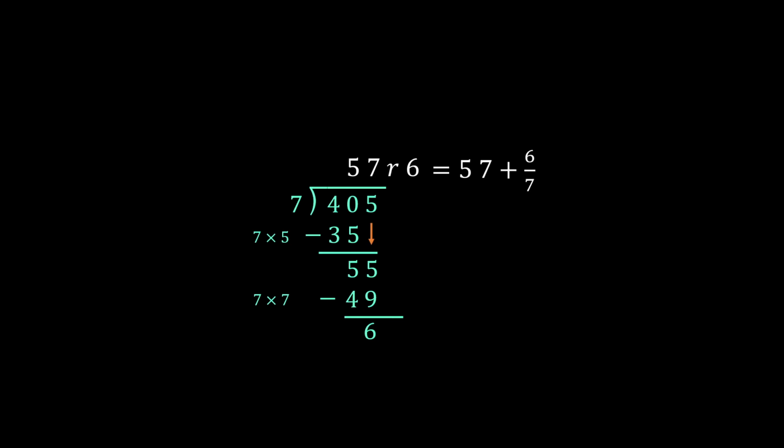Now, when we have a remainder, it actually means this. I'm sure you remember. This means 57 plus 6/7, because the remainder we divide by this number here.